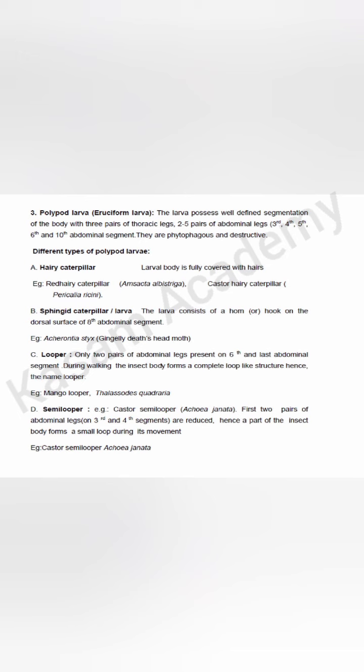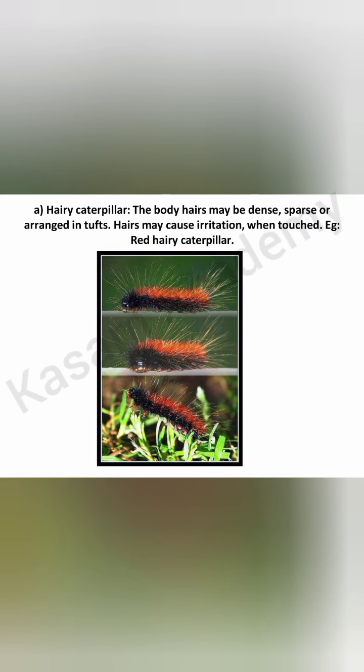Along with the thoracic legs, it has generally 2 to 5 pairs of abdominal legs, and these are present on the 3rd, 4th, 5th, 6th and 10th abdominal segments. This type of polypod larva includes the hairy caterpillar. Here the body of the insect is densely covered by hairs in the form of tufts, and these hairs cause irritation when we touch them. An example is the red hairy caterpillar.